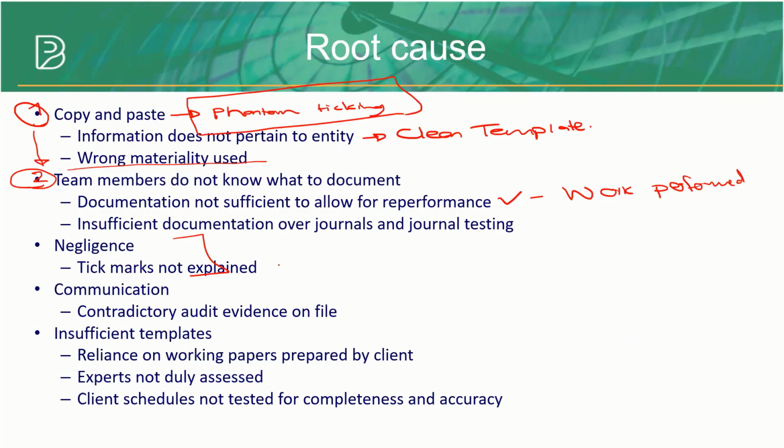Contradictory audit evidence found on the file. And this can happen in any engagement. I document something when I do revenue and my colleague tests cost of sales. They document something totally different. Our explanations do not agree with one another. Why not? Because we did not communicate within the team.